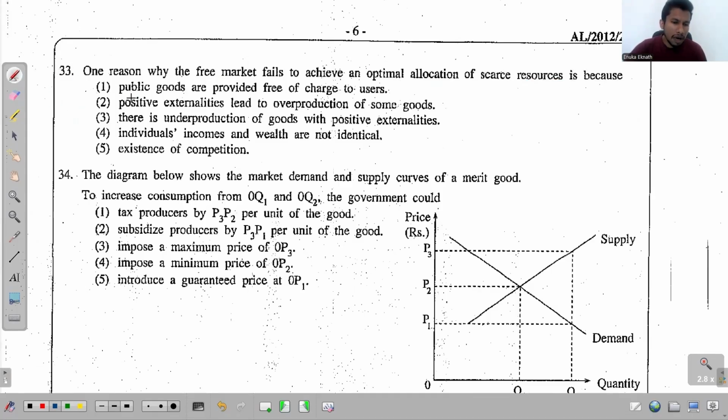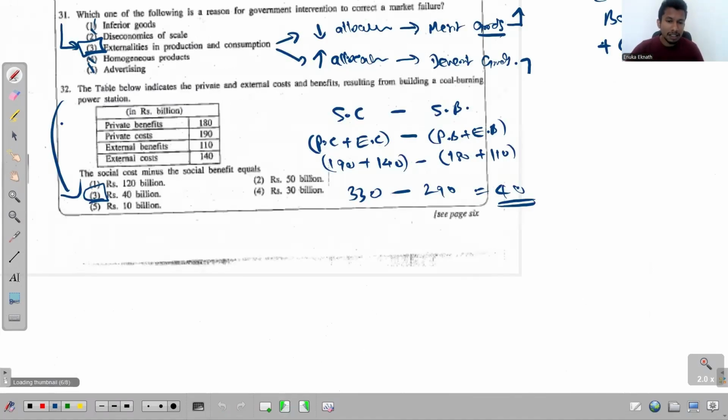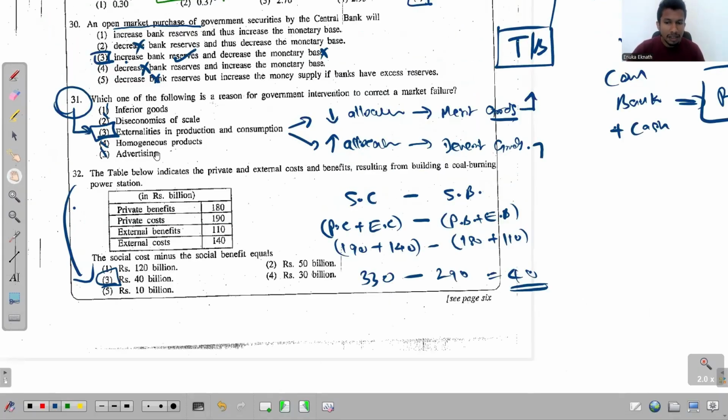So what's the reason? Public goods are provided free of charge to users. So it's true, public goods are provided free of charge to the users. But this is not the reason why free market fails to achieve an optimal allocation of scarce resources. What is the reason? As we discussed here in this question 31, the reason is having externalities. So that's the real reason.